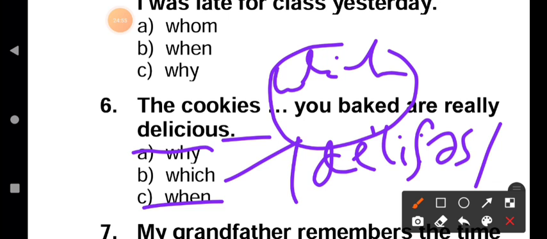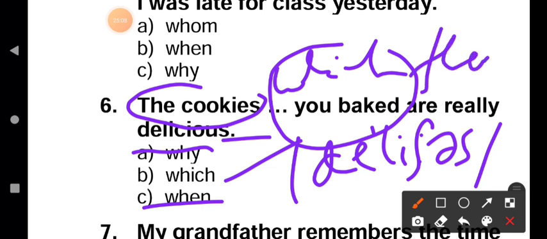It describes the preceding noun, the antecedent noun phrase. It explains about something. Which, that, are also right answers. It is a non-living being, a thing. The cookies that you baked are really delicious. Delicious is the correct pronunciation.